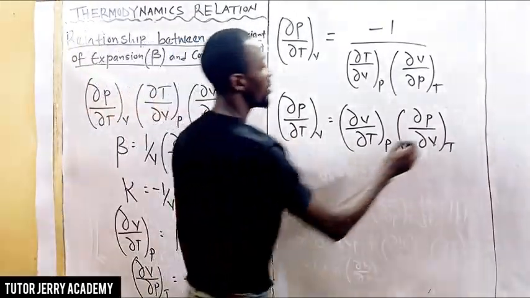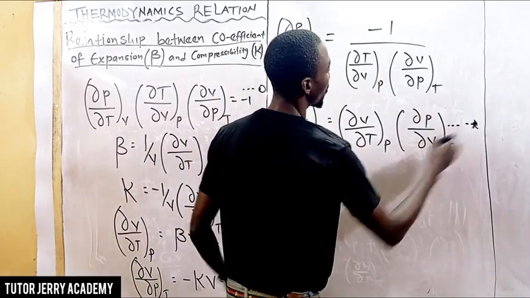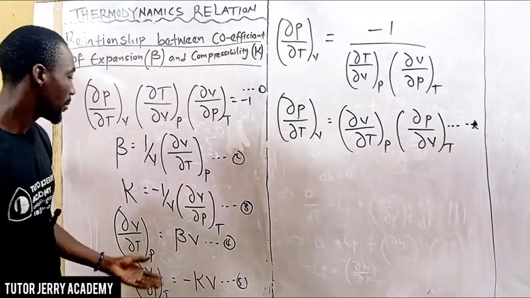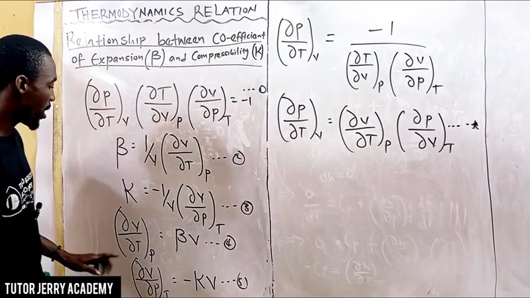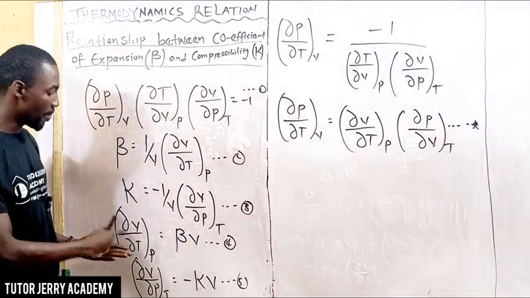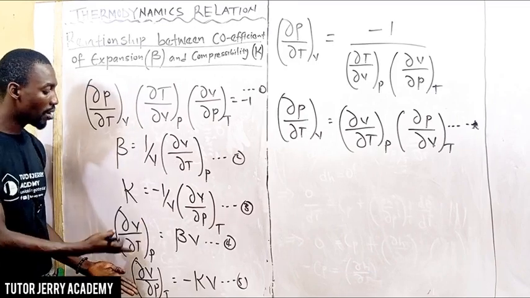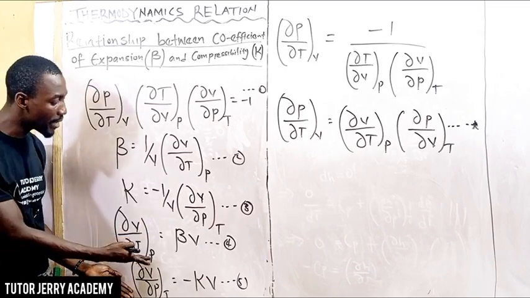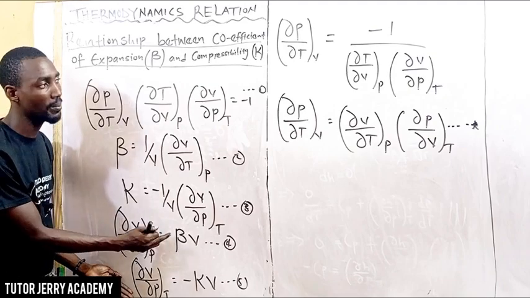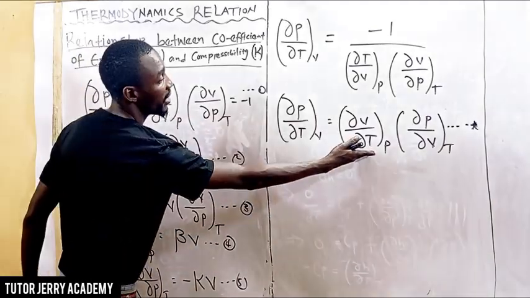So let's make this equation star. Let's call this equation star. All right. Now you will discover that we already established that the partial differentiation of v all over the partial differentiation of T, keeping P constant, is equal to what? Beta V, of course, which is here in our equation.